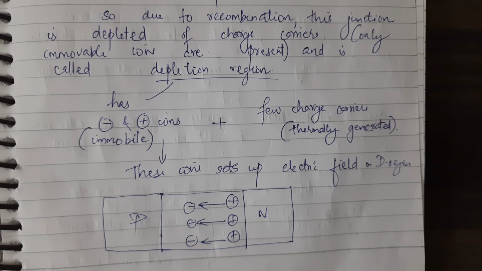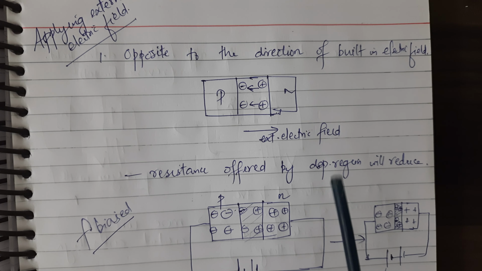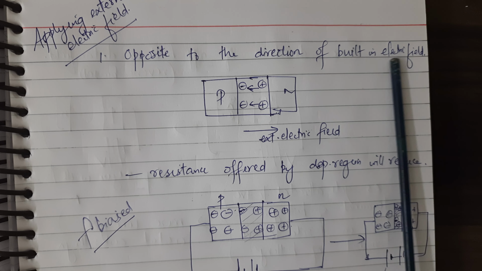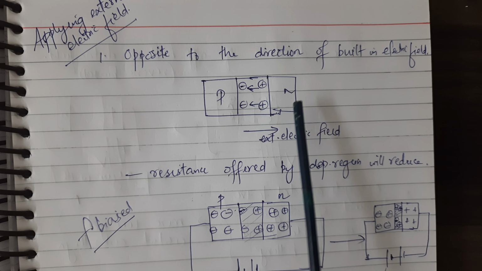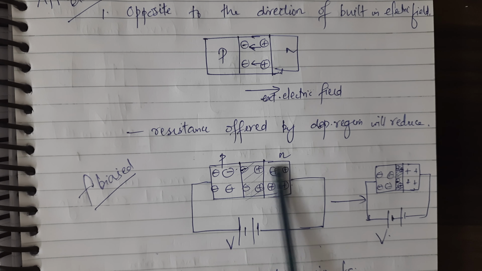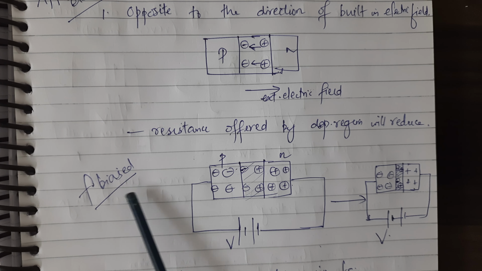And in the second case, we will be applying an external voltage. We will apply it first in a direction opposite to the built-in electric field. We will be applying an external electric field. In that case, the diode will be in forward bias condition.